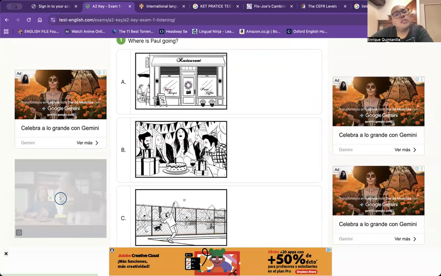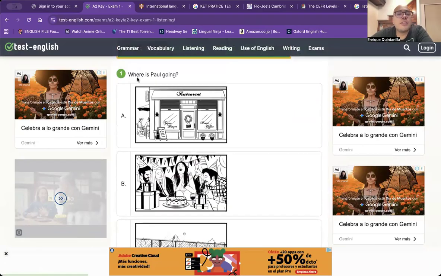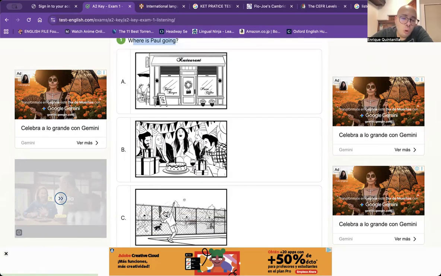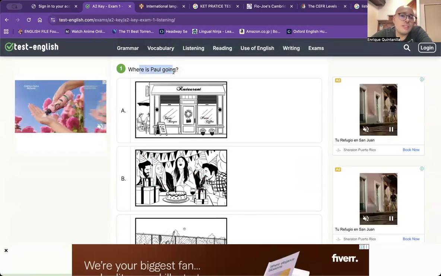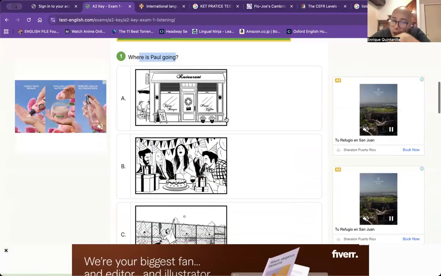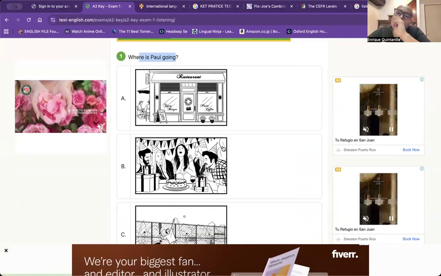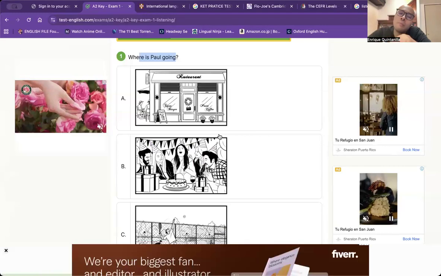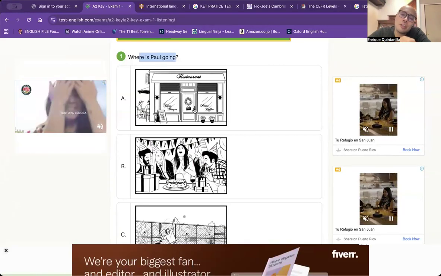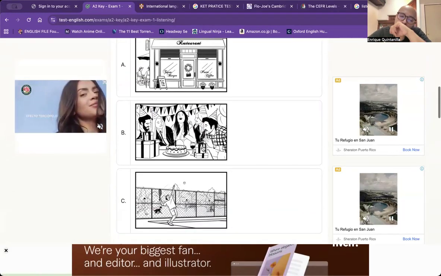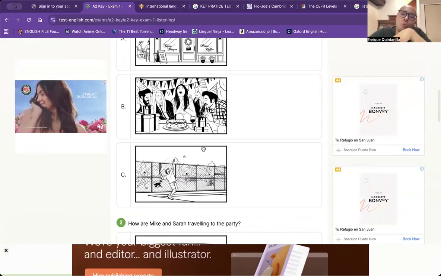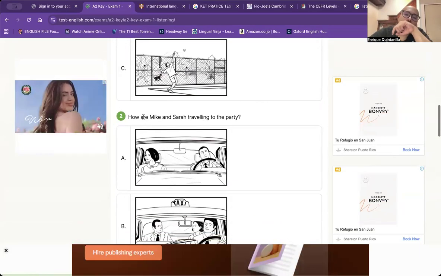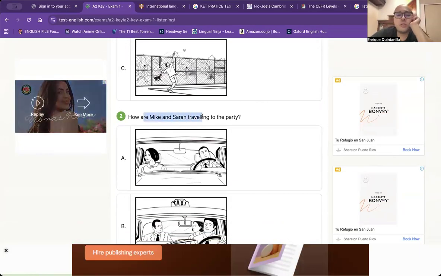So the first part is about answering the question, where is Paul going? Obviously, they are going to mention all of them. But here, the important thing is, where is he going? Not now or tomorrow. Because probably they might mention yesterday, or next week or something like that. But where is he going now? So you have to read the question carefully.